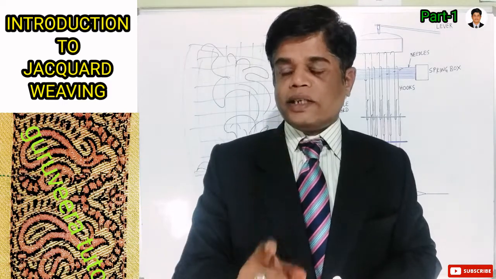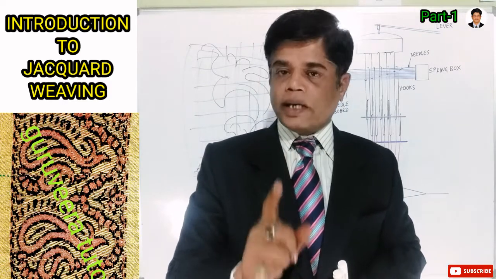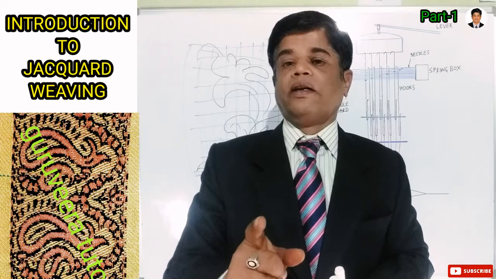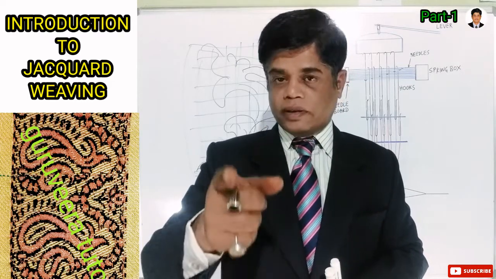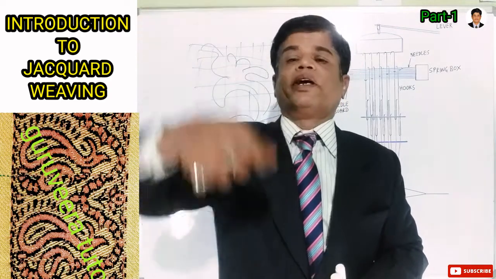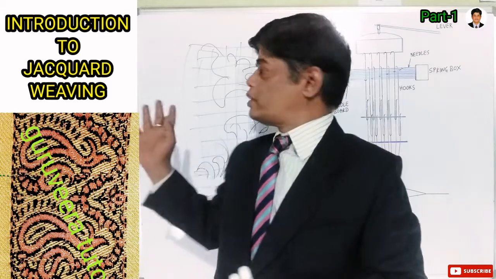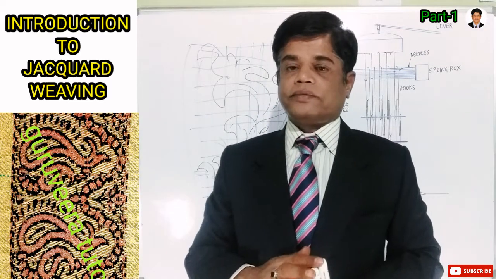Okay, in jacquard, each and every individual warp thread in the warping zone is going to lift to make the sheddings, okay, to produce such designs.